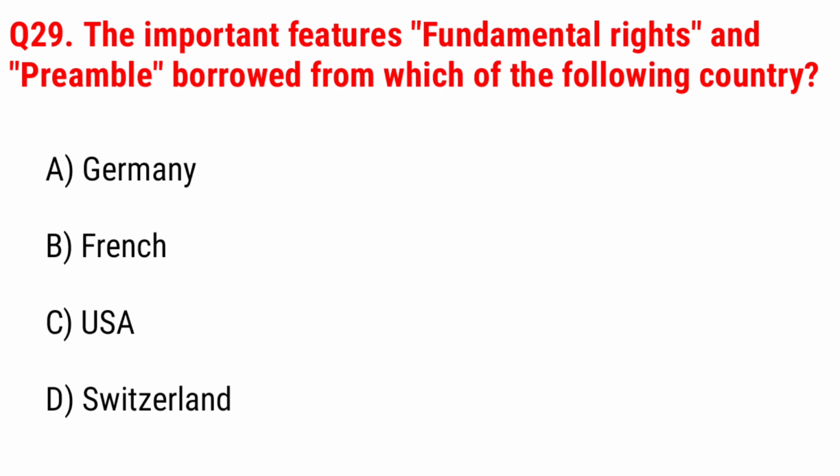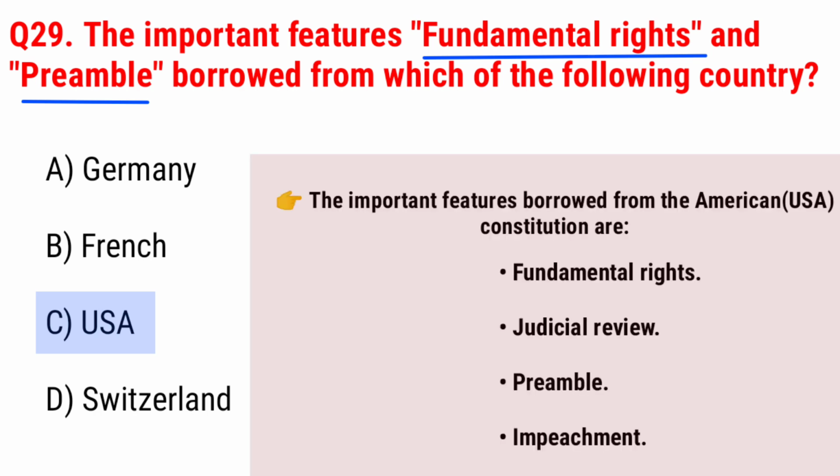The important features, fundamental rights and preamble, are borrowed from which of the following countries? Option A Germany, B France, C USA, D Switzerland. Right answer will be the option C, USA, United States of America. The important features borrowed from the American Constitution are fundamental rights, judicial review, preamble and impeachment. These all features are borrowed from the American Constitution.